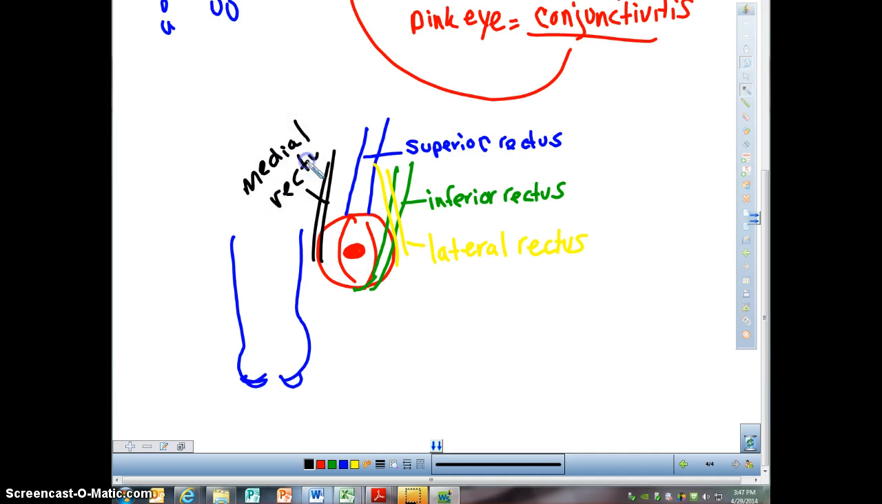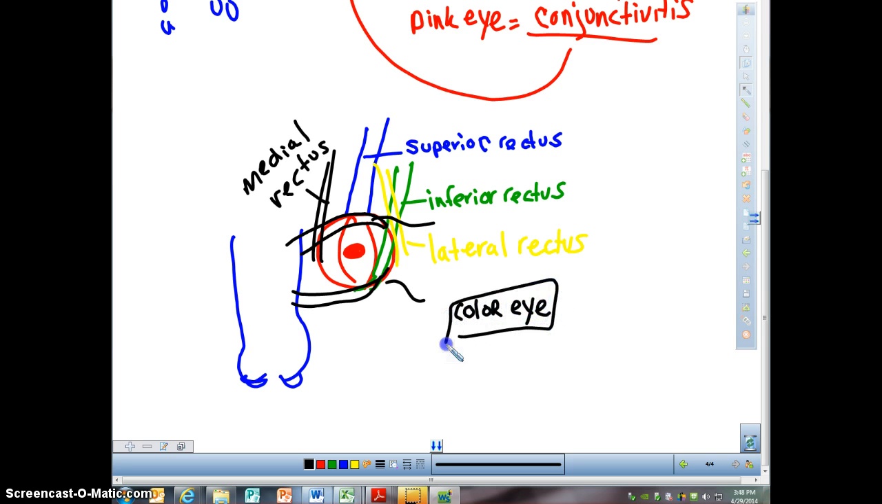Now, those aren't hard. They're all rectus. You just have to look at your directions. After that, it gets a little bit more complicated because we've got two that actually go here and here, which attach to the eye as well. So I'm going to let you take off with those. And then what I'd like you to do is try to color as much of the eye as possible, and we'll finish that up tomorrow.